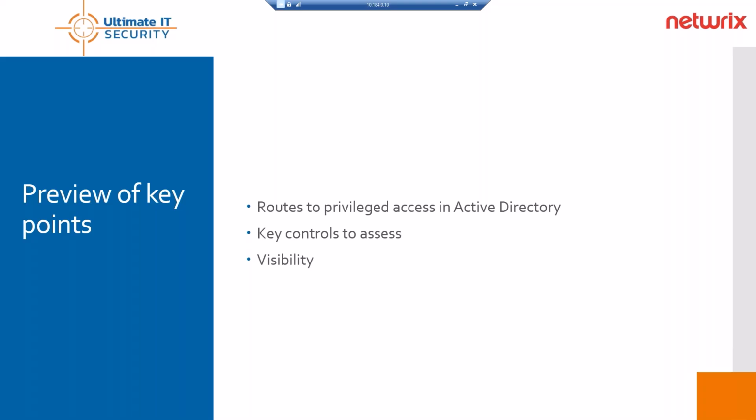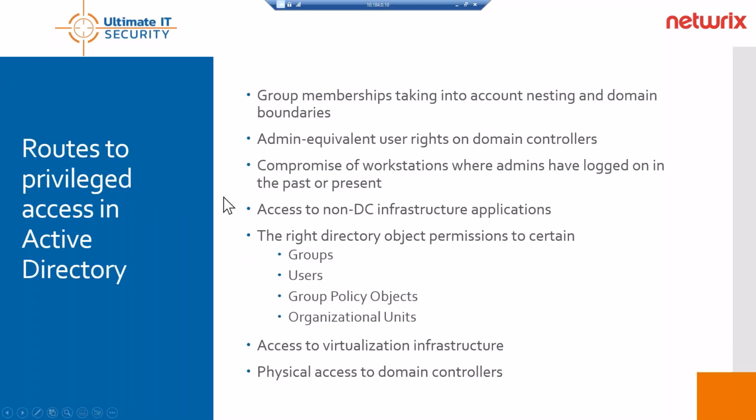We'll look at key controls to implement and also key ways to assess your risks here. And then finally, a lot of what we need is visibility. So much of the actual effort involved in dealing with these risks depends on how much visibility you have into your infrastructure and how much you have to manually root around in there to uncover everything. So I'm going to take each one of these one by one, but let's just give you a quick overview of all the different ways you can get privileged access in Active Directory.